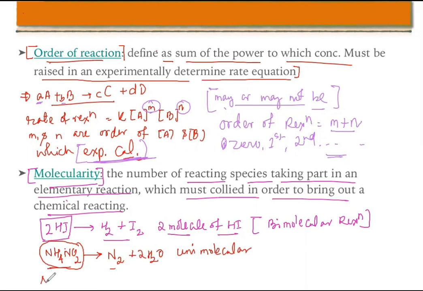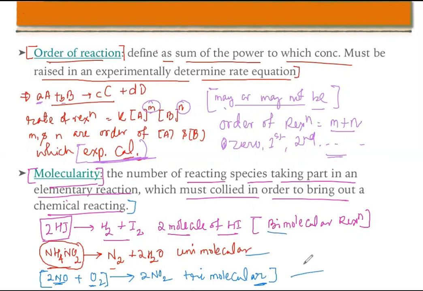And another example we can take, 2NO plus O2. This is going to give 2NO2. Now here you see 2 molecules of NO are going to react with 1 molecule of O2. So a total of 3 molecules initially are going to collide and bring out the chemical reaction, right? So this will be trimolecular. Okay, I think this must be clear. This is bimolecular, unimolecular and trimolecular.